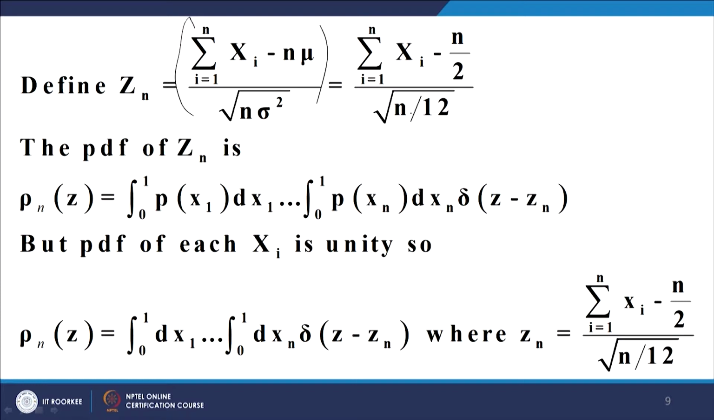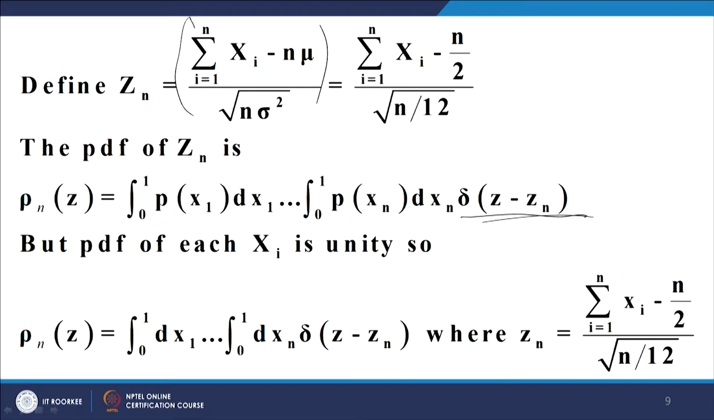The probability density function of z_n is given by rho(z) equal to the integration of the probability density functions of all the random variables involved, because z is a sum of a number of random variables x 1, x 2, x 3, x n. Therefore, the probability distribution of z is given by this integration p(x_1) dx_1, p(x_2) dx_2, and p(x_n) dx_n, but with this qualification.